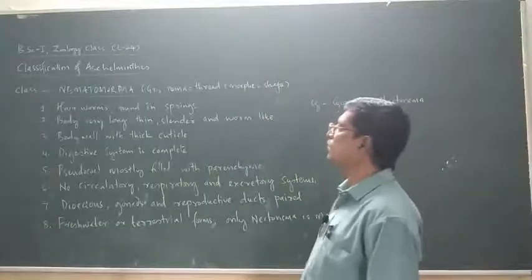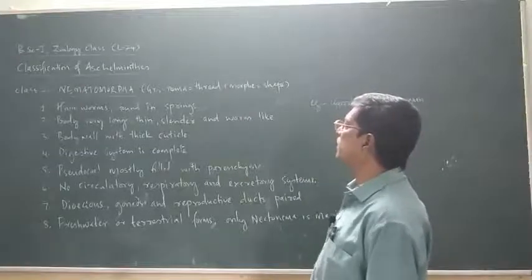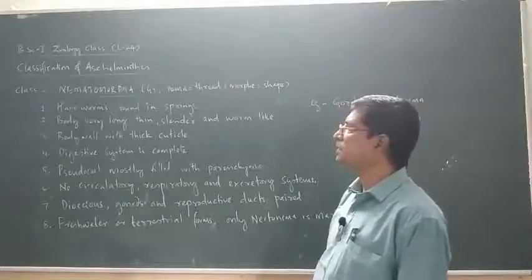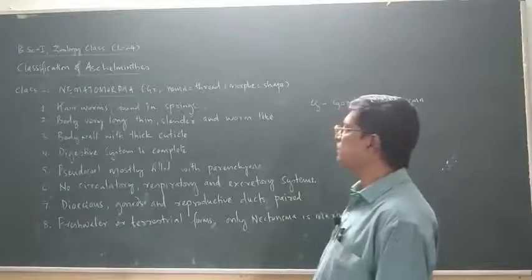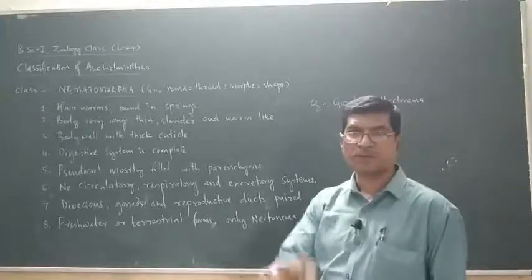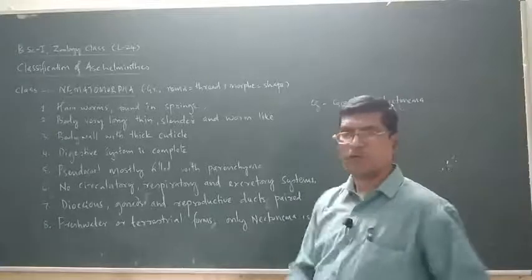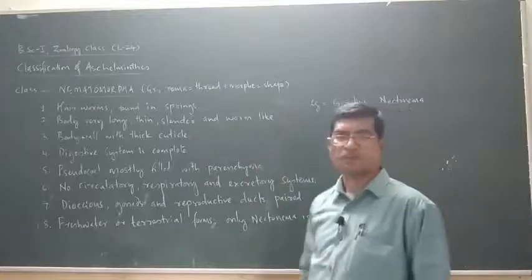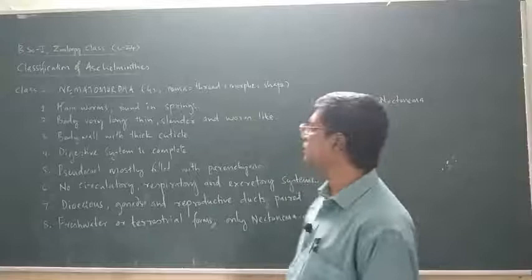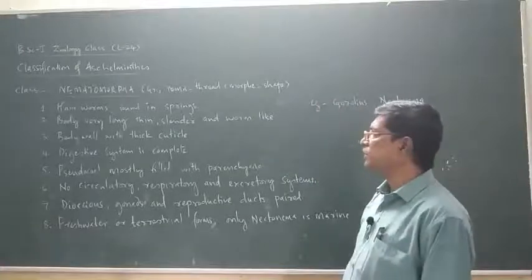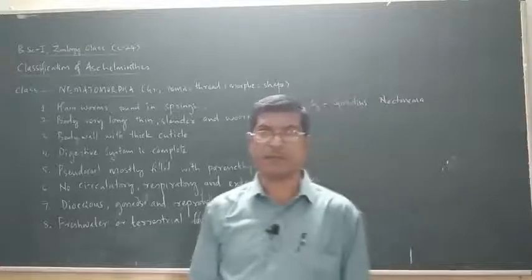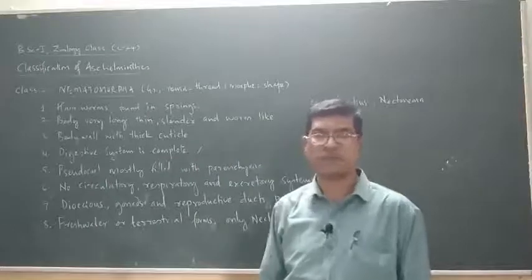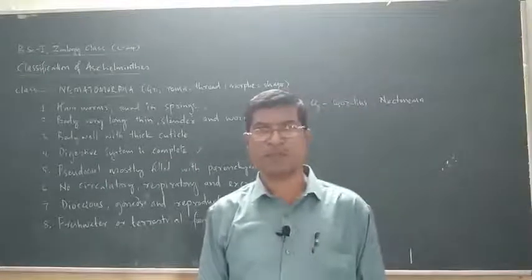Class 2, Nematomorpha. In Greek language, Nema refers to thread, Morphe refers to shape. General characteristics. They are commonly referred to as horsehair worms, found in springs. Body very long, thin, slender and worm-like. Body wall with thick cuticle is present. Digestive system is complete with two openings, one is mouth and another is anus.